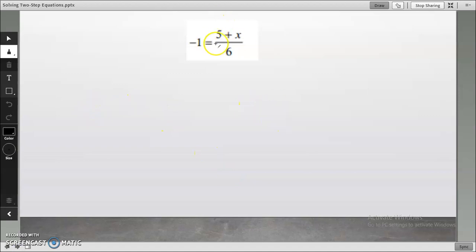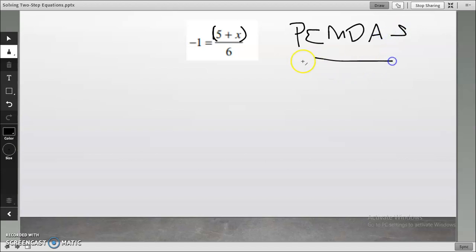Remember, when I have a division symbol that looks like this, it's really in parentheses, right? So parentheses is at the very end, right? It's the last thing that I'm looking for. So I don't have any addition or subtraction. I do, but it's within my parentheses, so I have to wait for that. The next thing that I have is division. So I am dividing by 6. So the opposite of dividing by 6 is to multiply by 6. So I'm going to multiply both sides by 6.